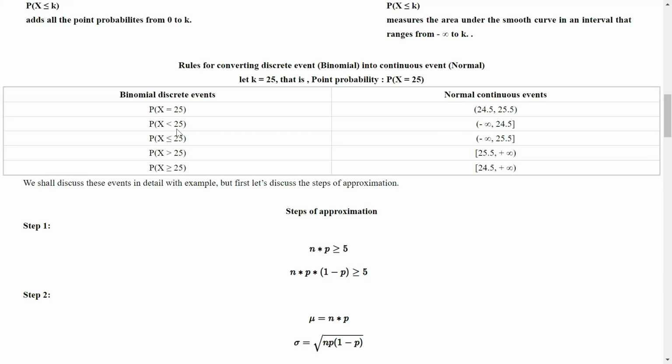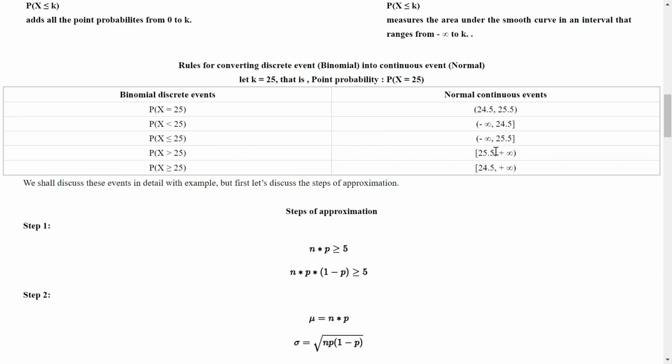Now let's discuss the left cumulative probabilities. Probability x less than 25 is approximated by the area under the normal curve within the right closed interval from negative infinity to 24.5. Next event, the probability x less than or equal to 25 is approximated by the area under the normal curve within the right closed interval that ranges from negative infinity to 25.5.